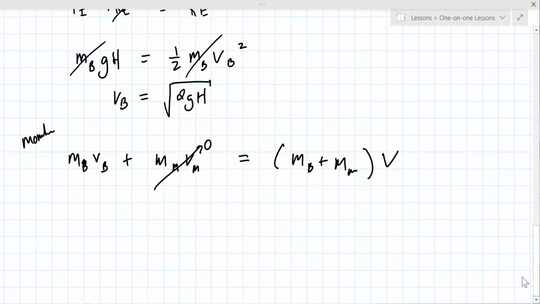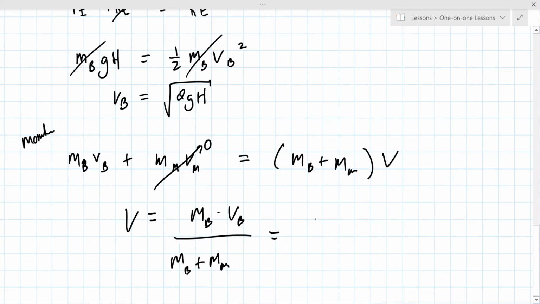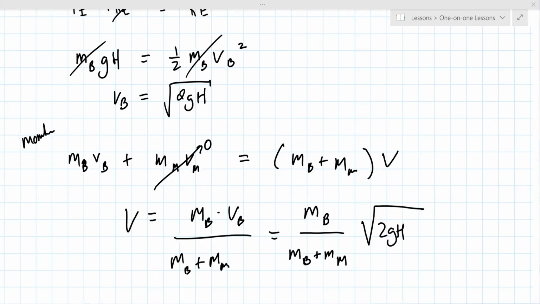So the VB is up here. The VB is the square root of 2gh. So we're solving for big V. So big V is the mass of the block times the velocity of the block over the mass of the block plus the mass of the magnet. VB is really the square root of 2gh, so it's little m, uppercase B, over little m, uppercase B plus little m, uppercase M, times the square root of 2gh. So whatever that option is there. And that's correct.